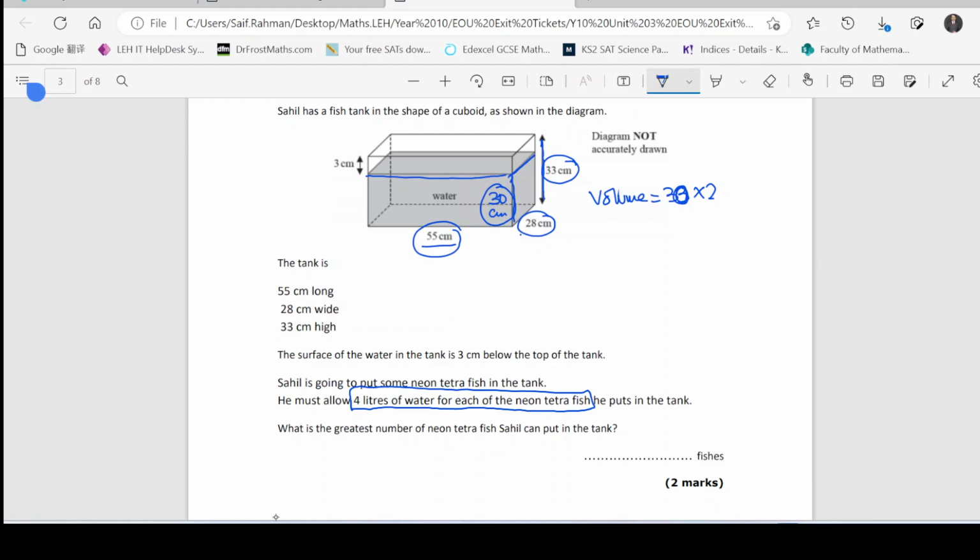So the water in the tank in terms of liters is 46.2, and 4 liters are required for one fish. So we divide this number by 4 to get the number of fishes. 46.2 divided by 4 gives us 11.55 fishes. So in other words, 11 fishes can survive here.